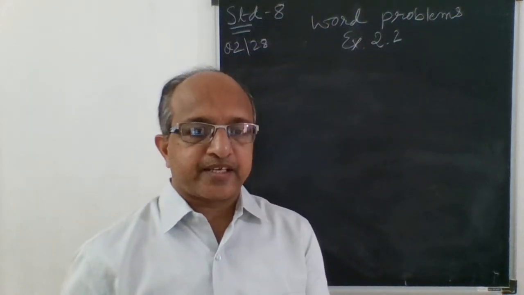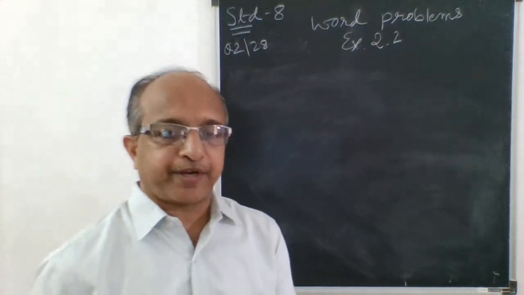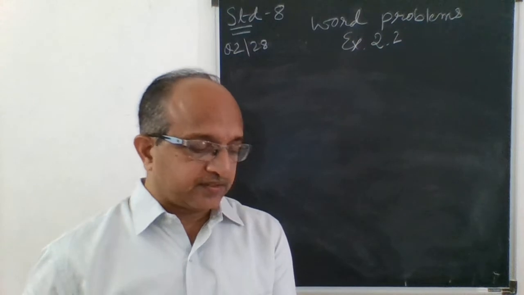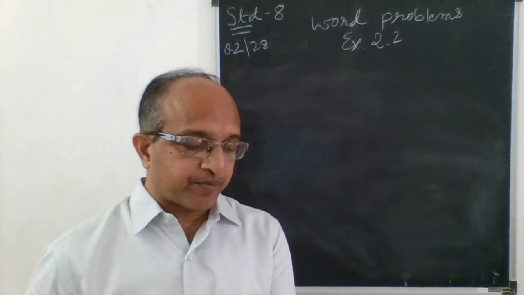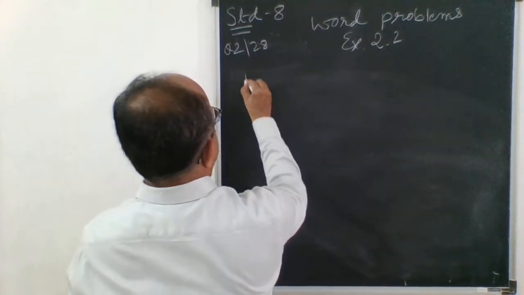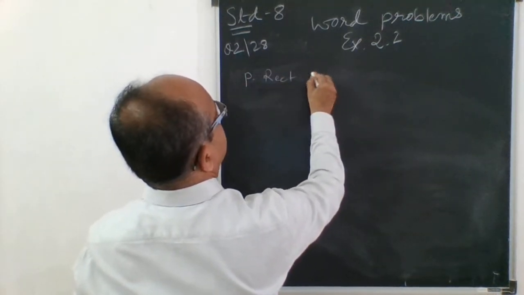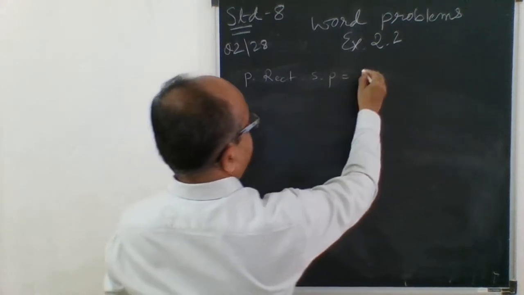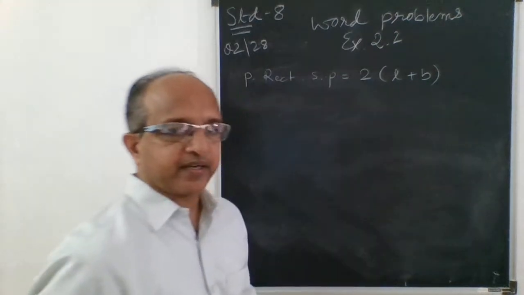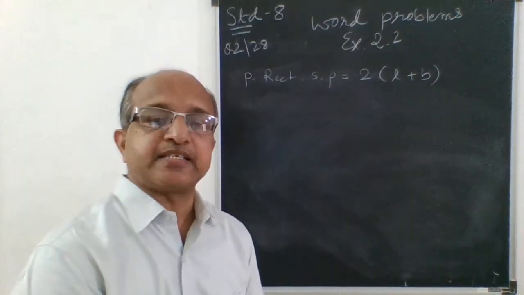Hi children, let's go for the next question, question number 2 of exercise 2.2. Read the question once again. If the perimeter of a rectangular swimming pool is 154. Perimeter of a rectangle, I am writing in short, is 2 in a bracket L plus B. See children, I have written in short, you should write the complete sentence.